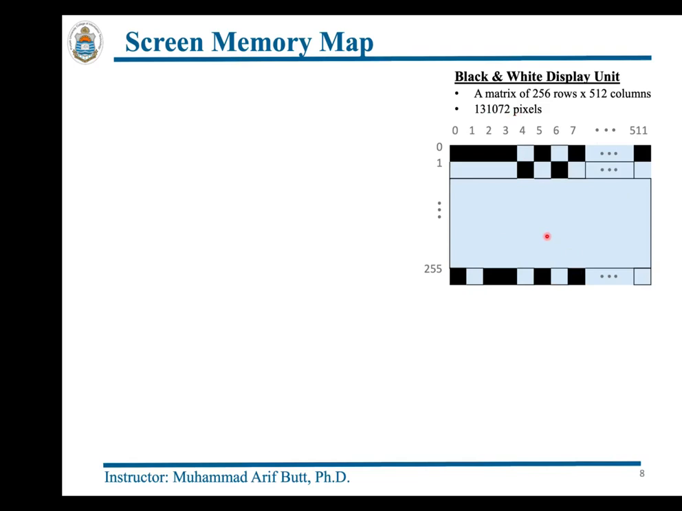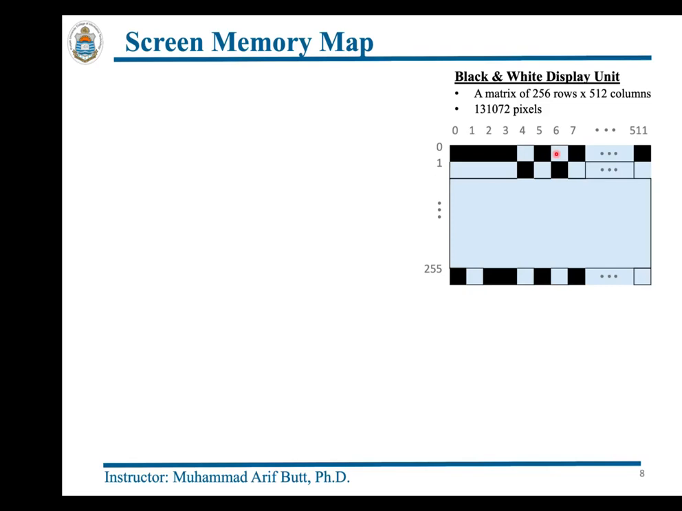Since this is a pure black and white screen, we can either turn a pixel on or turn a pixel off. For example, the first 4 pixels in the first row, in the 0th row, 0, 1, 2 and 3, they are on. The 4th pixel is off, the 5th is on, the 6th is off, and so on.